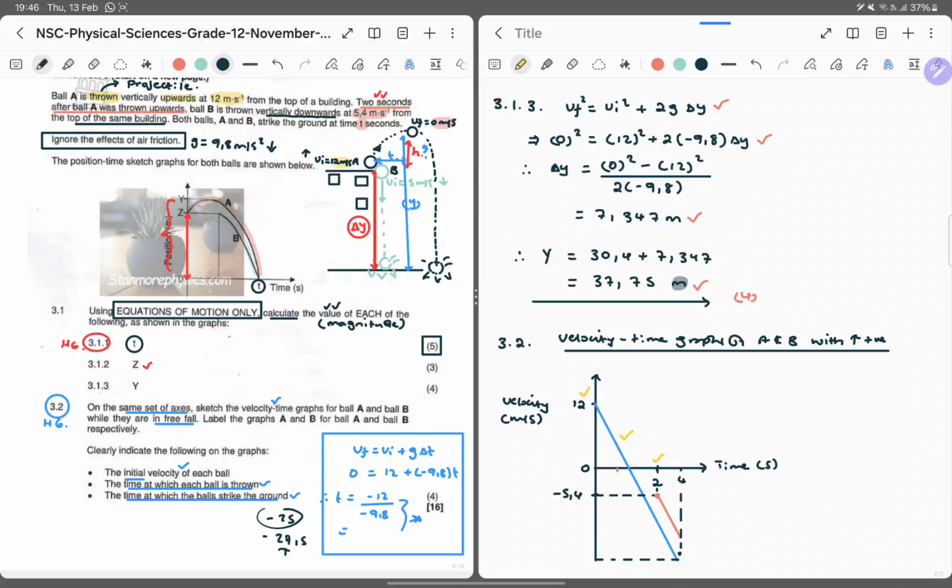Time at which the two balls strike the ground, so this is the 4 seconds. Again, we are happy with that. So that's how we score these 4 marks for a total of a very challenging 16 marks. So it's easy to overlook this question. Be very, very careful. These are questions that embarrass a student who does not know.